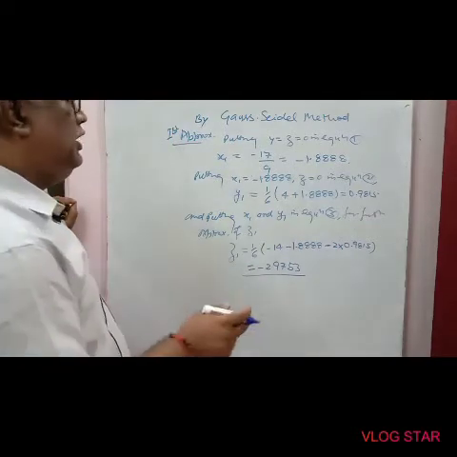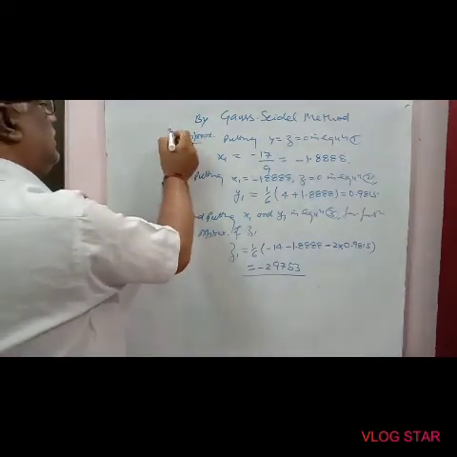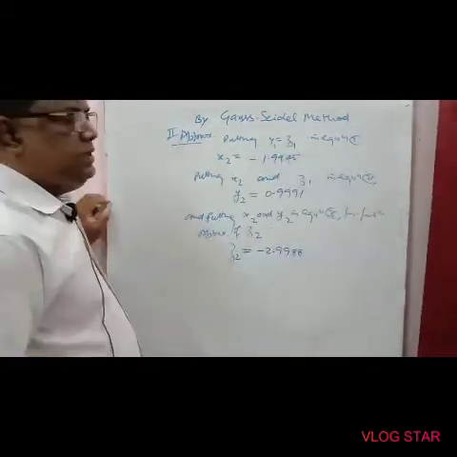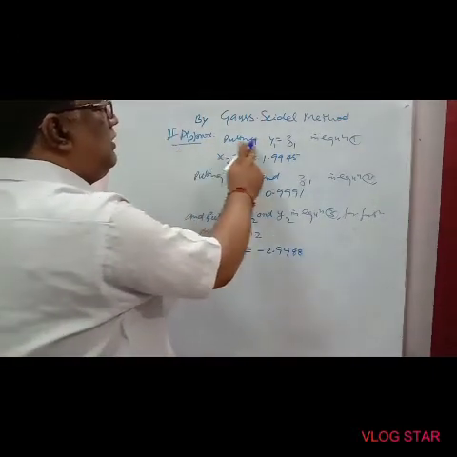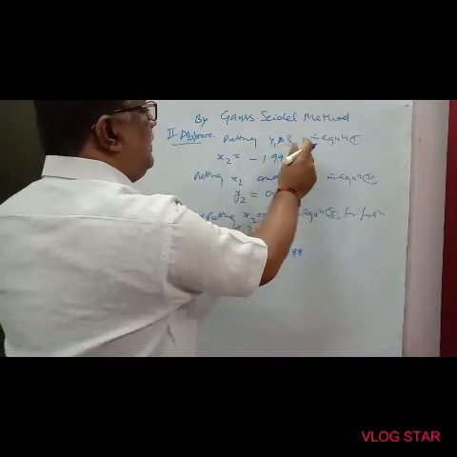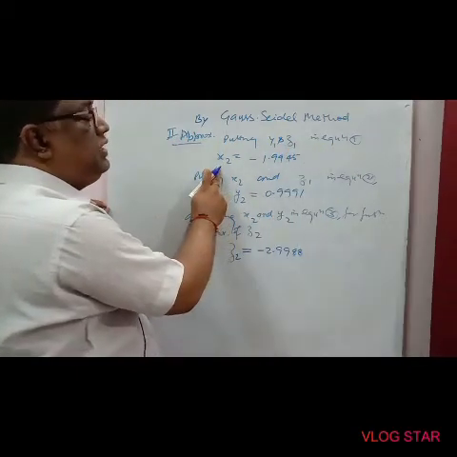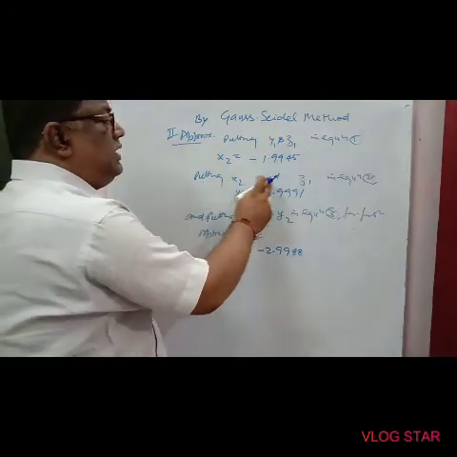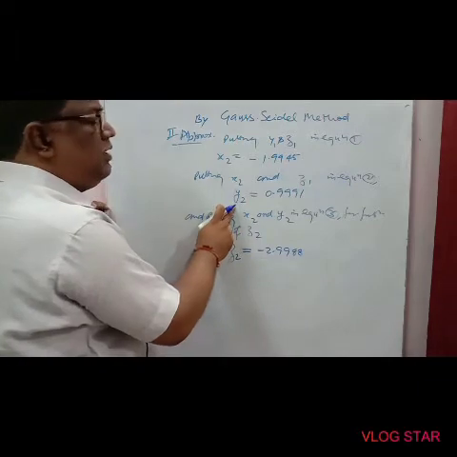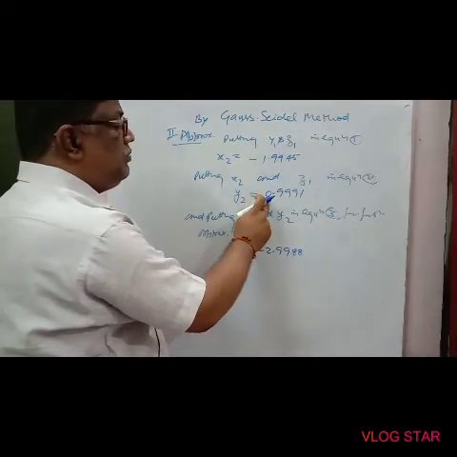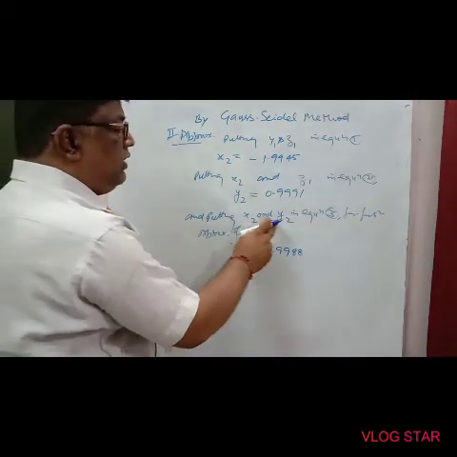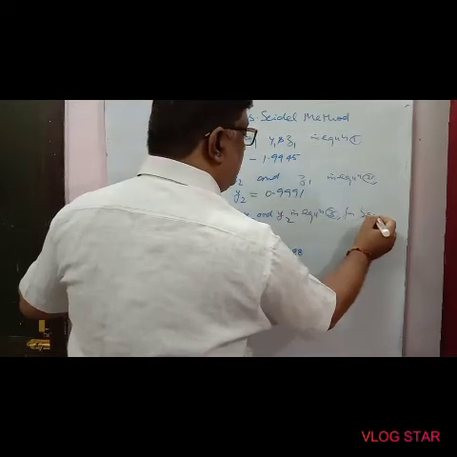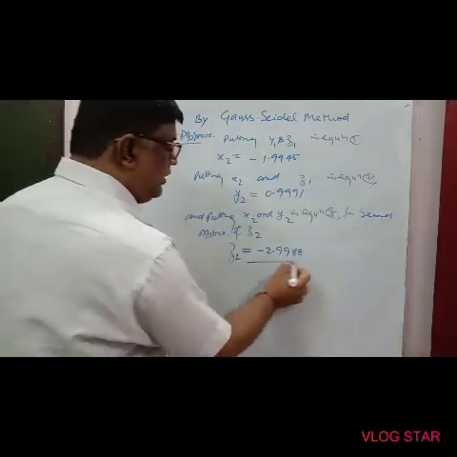Now we have to similarly do the second approximation. For the second approximation, putting y1 and z1 in equation 1, then find out the value of x2 using the calculator. Again putting x2 and z1 in equation number 2, then find out the second approximation of y2. And putting x2 and y2 in equation 3 for the second approximation of z2.